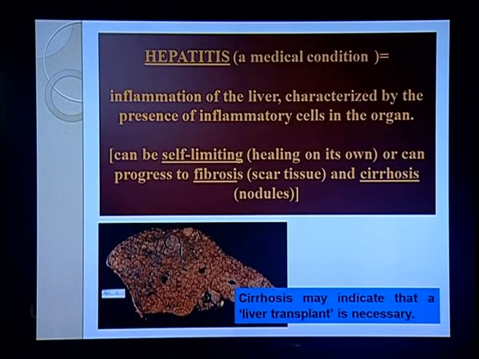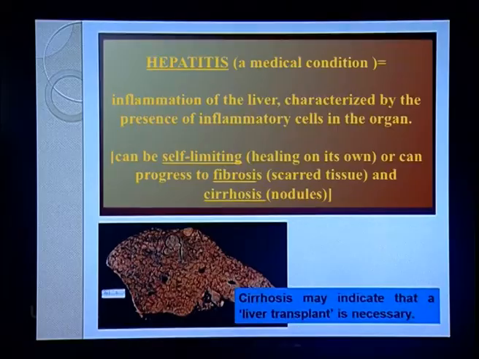Now, hepatitis can be self-limiting. What it means? It can heal on its own, or it may even progress to symptomatic cases, and that doesn't get healed up on its own. Two such severe symptoms will be: one, fibrosis, that means scarred tissues, and secondly, you have the cirrhosis part, which means development of nodules in the liver.